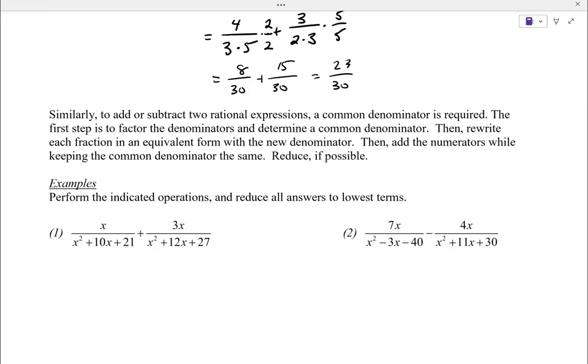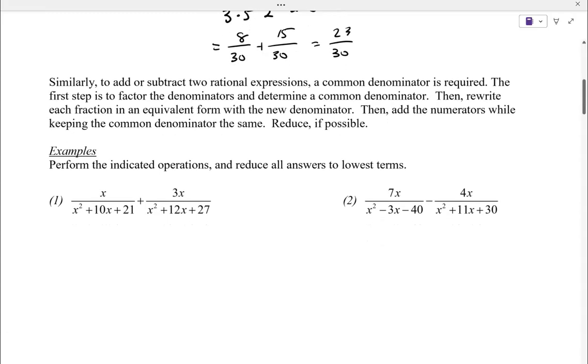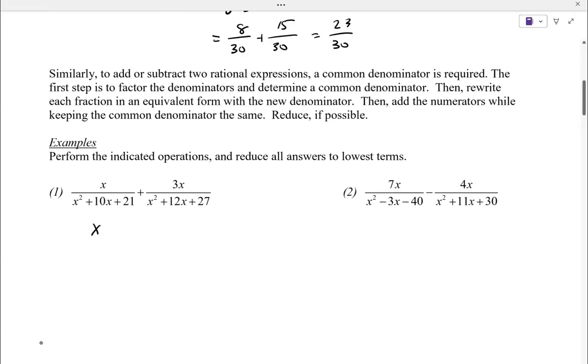Okay? So let's look at the first denominator. Again, it has a leading coefficient of 1, so that makes it a little bit easier to do the factoring, right? I have to have an x and an x to get an x squared. So now we need things that multiply to 21 to give you 10. What do we need to use then? 7 and 3, so we get an x plus 7 and an x plus 3.